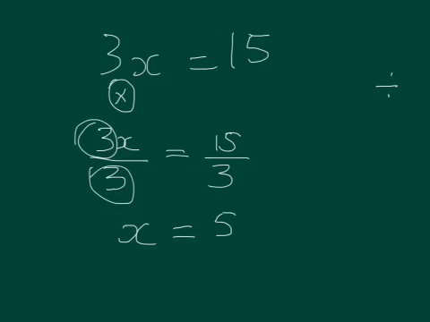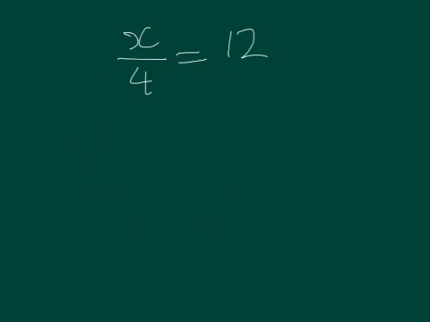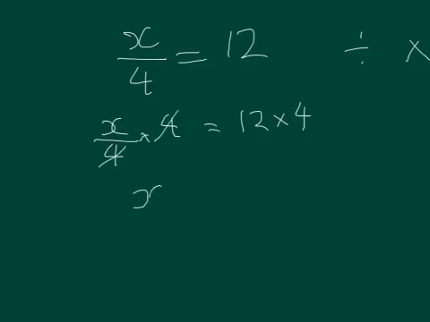On to the next one. Now these are the ones where sometimes you can get a little bit confused when you're getting used to the notation. Remember, that means divided by. So x divided by 4 is 12. The opposite of divides is times. So we're going to multiply both sides by 4. 4 divided by 4 is just 1, so I'm left with x equals 48.